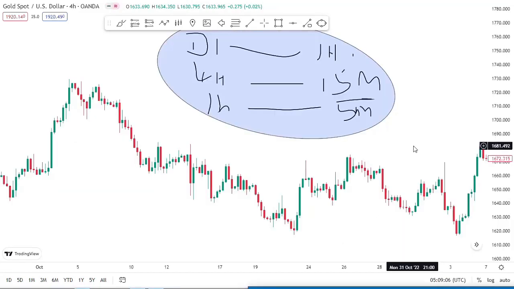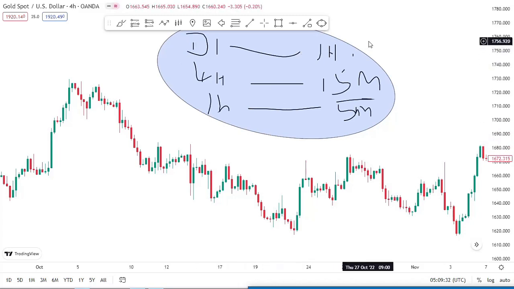This is 4 hourly time frame gold, XAUUSD. Before we go into breaking down the charts, I want you to sit on your own and ask yourself, what type of a trader am I? Am I a scalper, an intraday or day trader, or a swing trader?